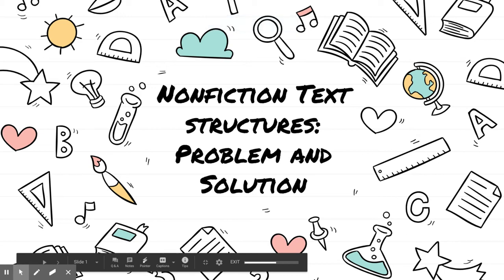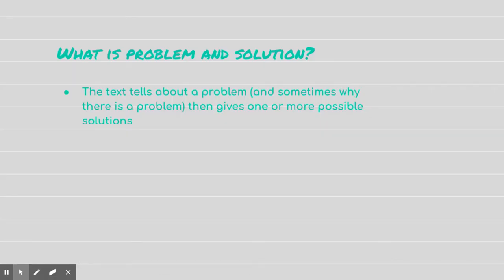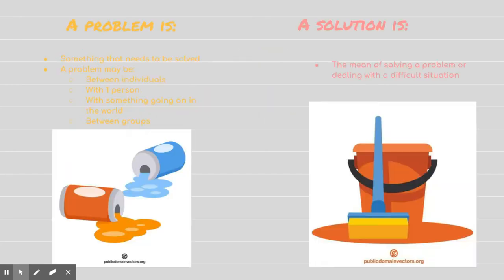Happy Tuesday. This week we are going to finish our study of nonfiction text structures, and we are going to talk about problem and solution text structures. So the first thing we're going to talk about is what is problem and solution. When you have a problem and solution text structure, the text is going to tell about a problem and sometimes why there is a problem, and it's going to give one or more possible solutions to our problem.